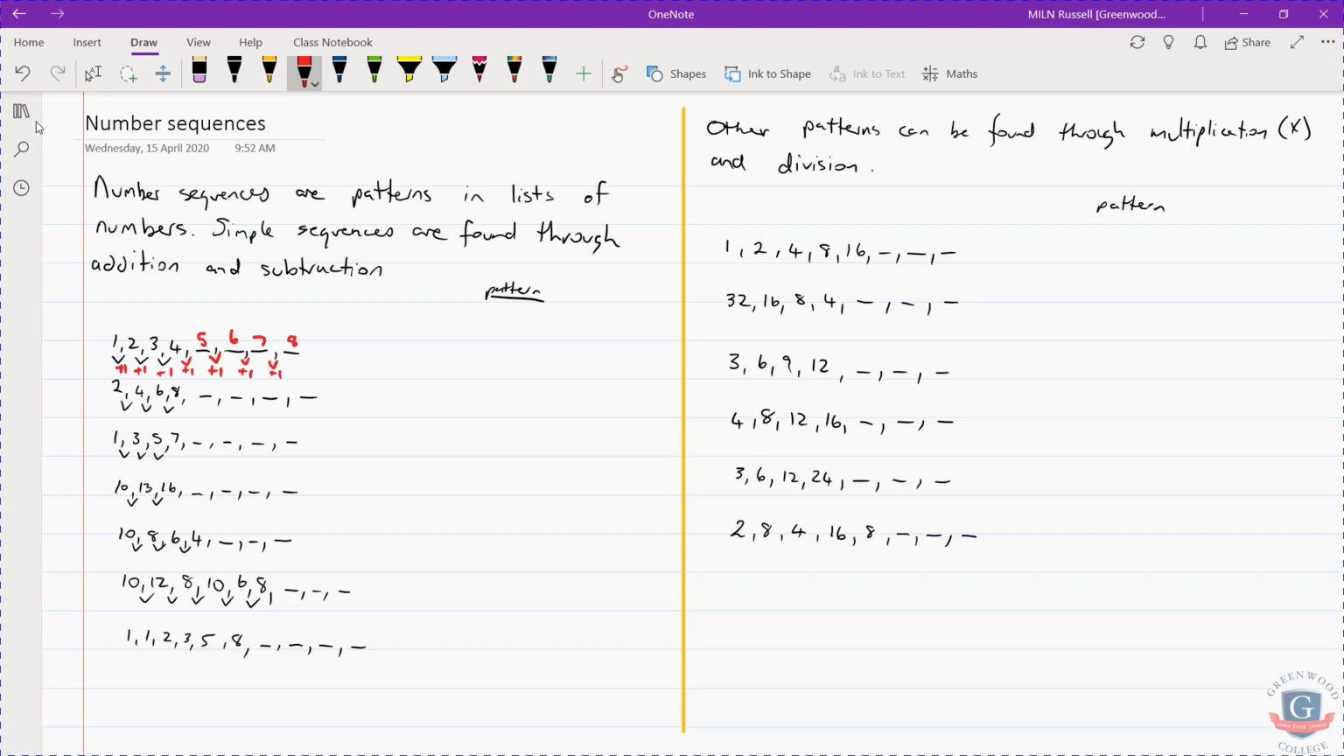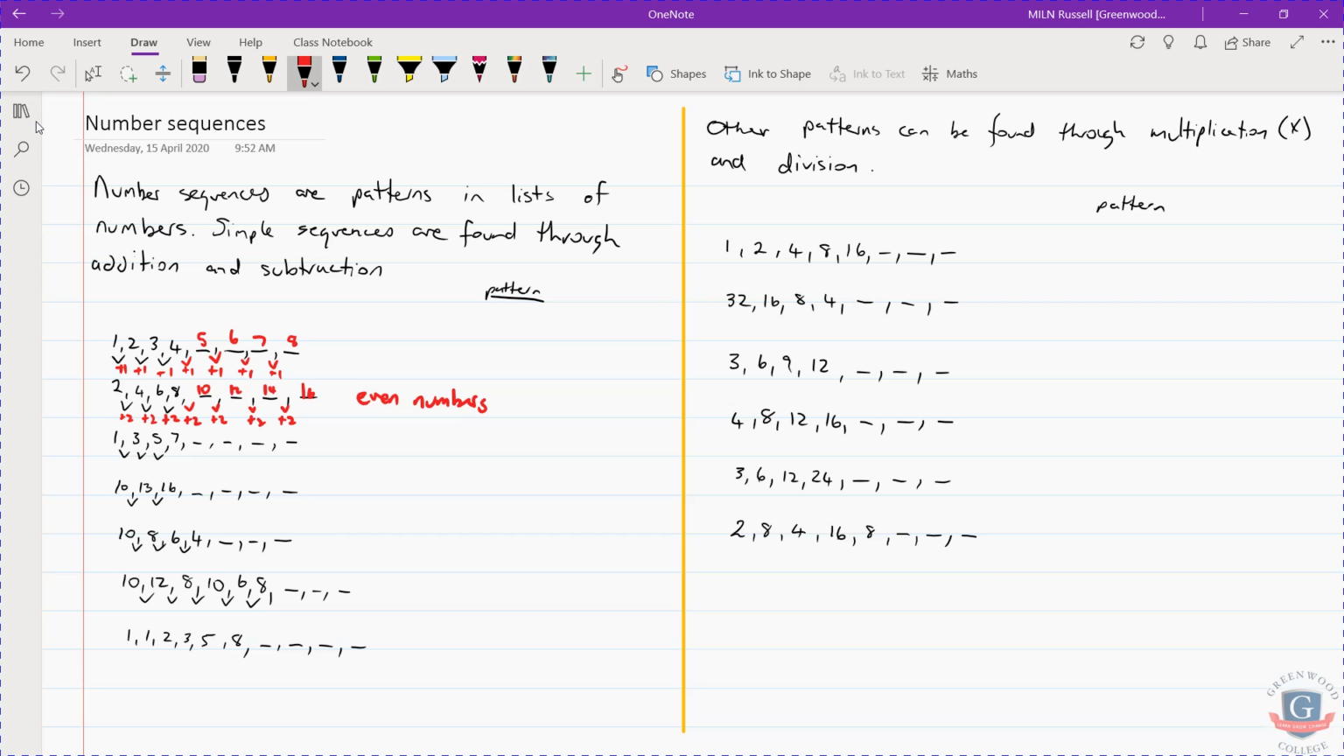Now this one's a bit different. From 2 to 4, the difference, 4 take 2, is 2. It goes up by 2. This one goes up by 2. This one goes up by 2. So this one would also go up by 2. And this one would go up by 2. And this one would go up by 2. And this one would go up by 2. Easy so far.